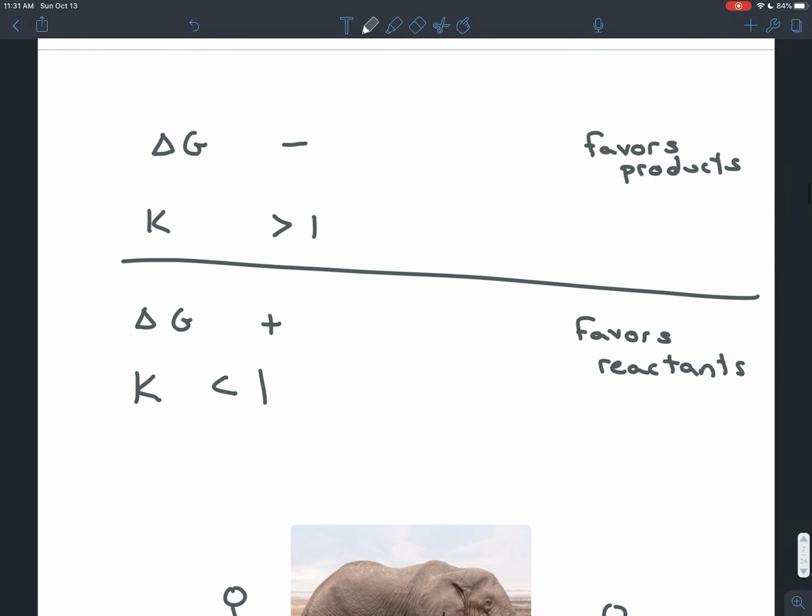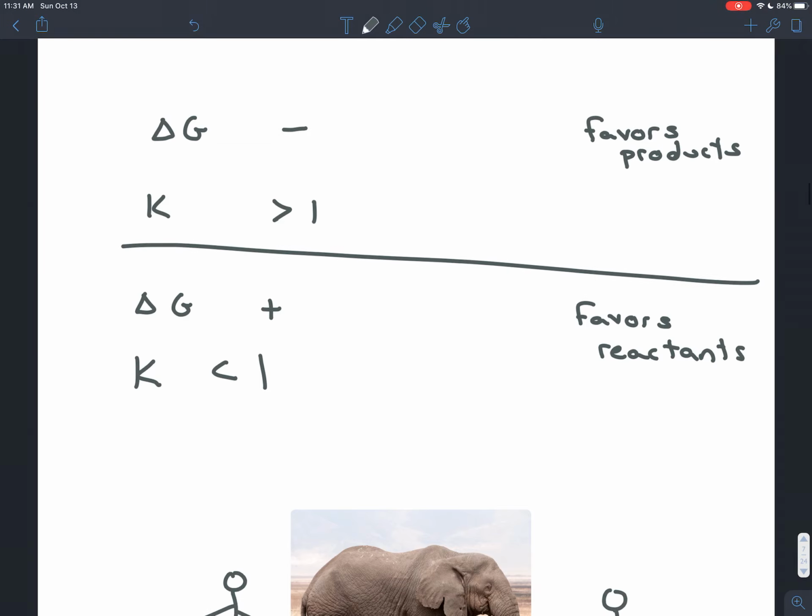So you can see that you can use either delta G or K to predict whether a reaction favors the products or the reactants. Incidentally, if K is 1, that's like having a delta G of 0. They just mean that you're neither creating more products nor more reactants; you have about an even amount of both.